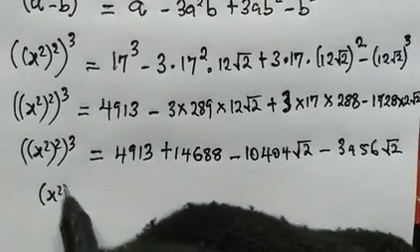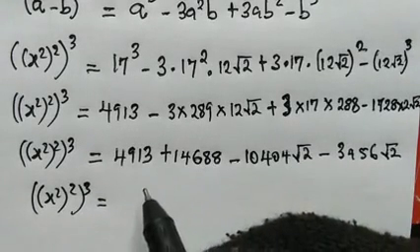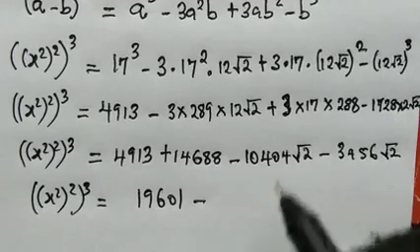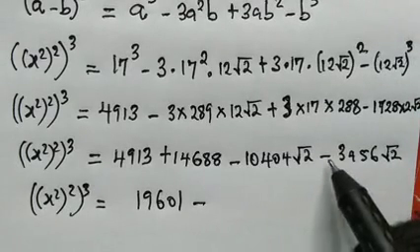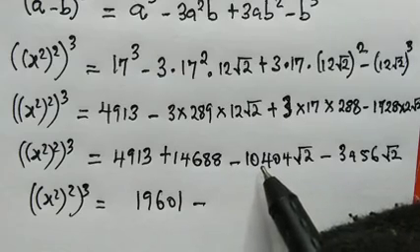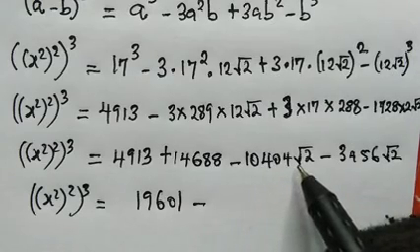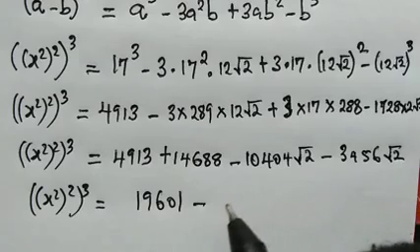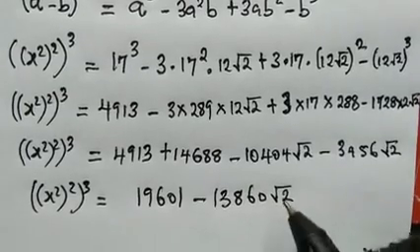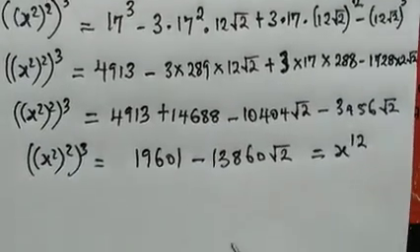So from here, x squared squared cubed will be equal to the sum of this and this. So that will give us 19601. Then minus, so we know negative plus negative will give us negative, right? So this is just like the negative form of the sum of 10404 root 2 and 3456 root 2. So that will give us negative 13860 root 2, right? So here we have the value, and this is for x to the power of 12, which we are asked to calculate.